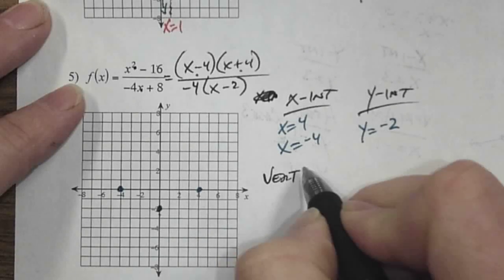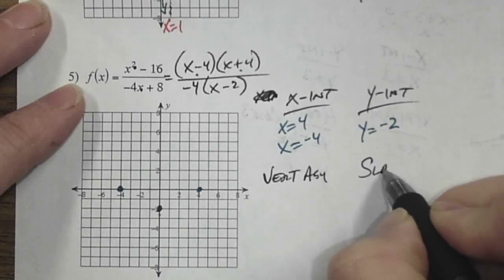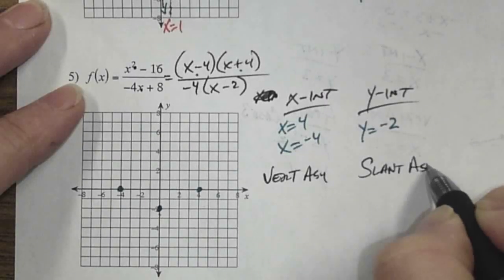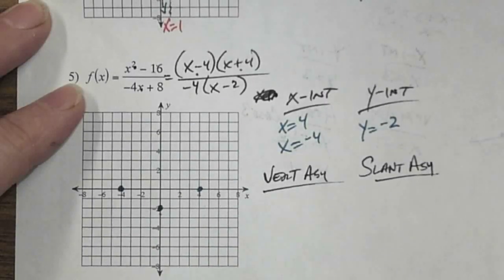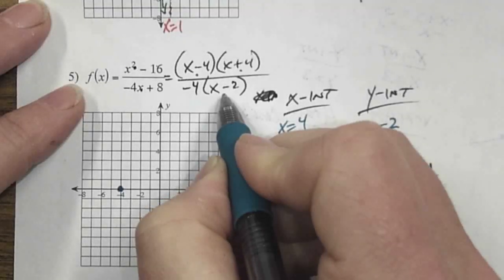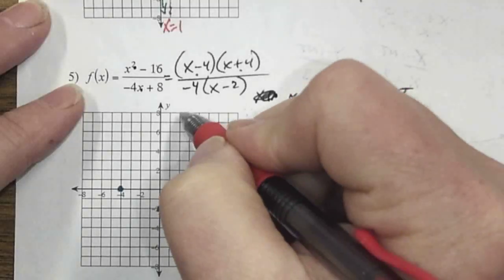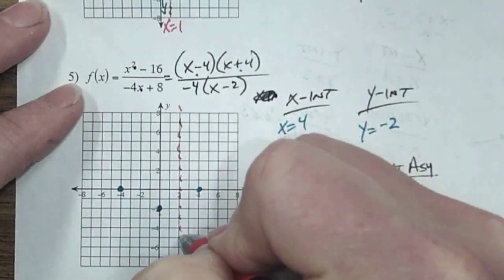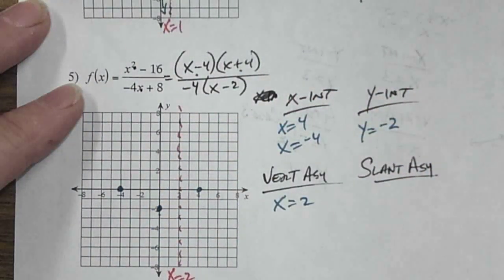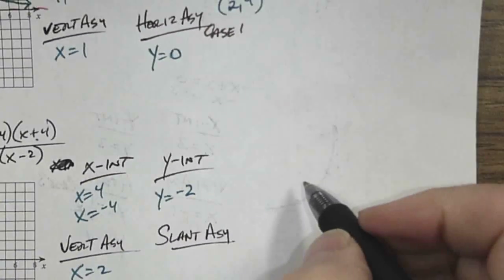Vertical asymptotes, we still have those. But then we are going to get a slant or oblique asymptote in this case. So, vertical asymptote, denominator is 0 at 2. So, vertical asymptote x equals 2. Now, do you remember how to do the slant? Yes, that's right. We do long division. We divide these things.